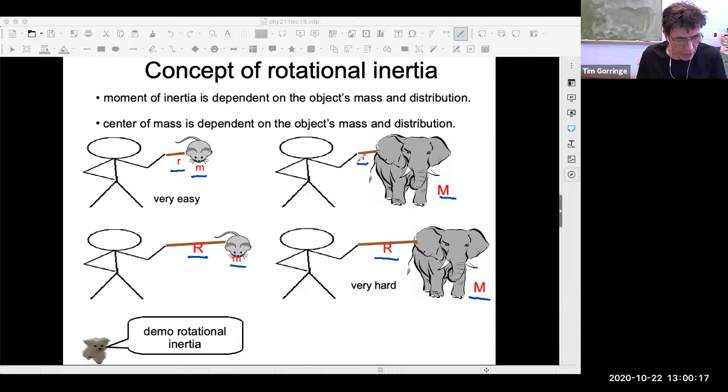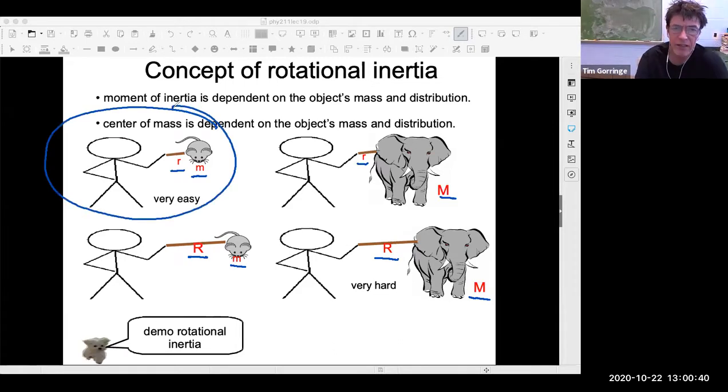Okay, so rotational inertia, moment of inertia, depends both on the mass and on the location of the mass. The situation, the object on the string with the smallest moment of inertia, that's easiest to swing around my head, is this case here. It's when I got the smallest mass and it's nearest the axis of rotation. So here, M and R are small. That's very easy for me to swing the mouse on the short string around my head.